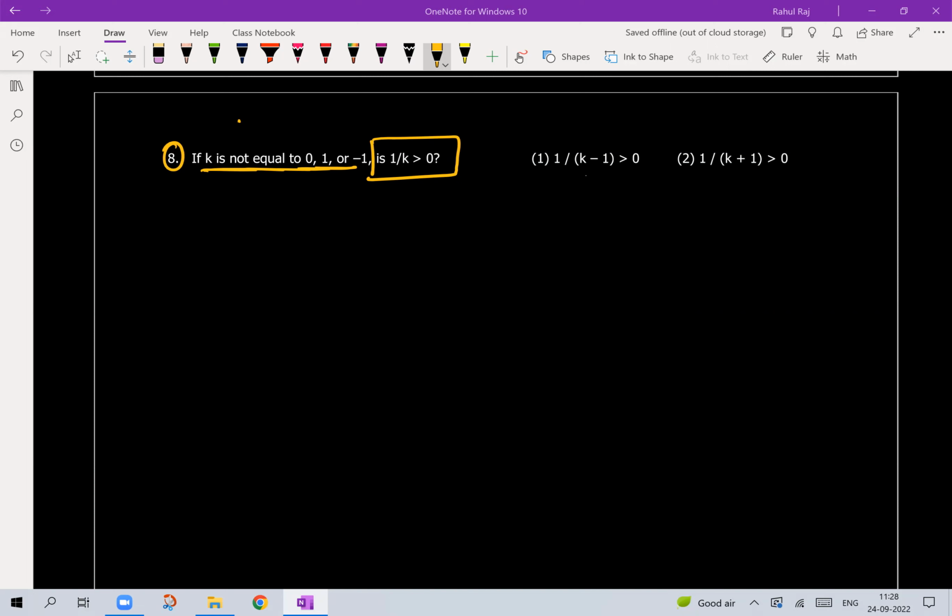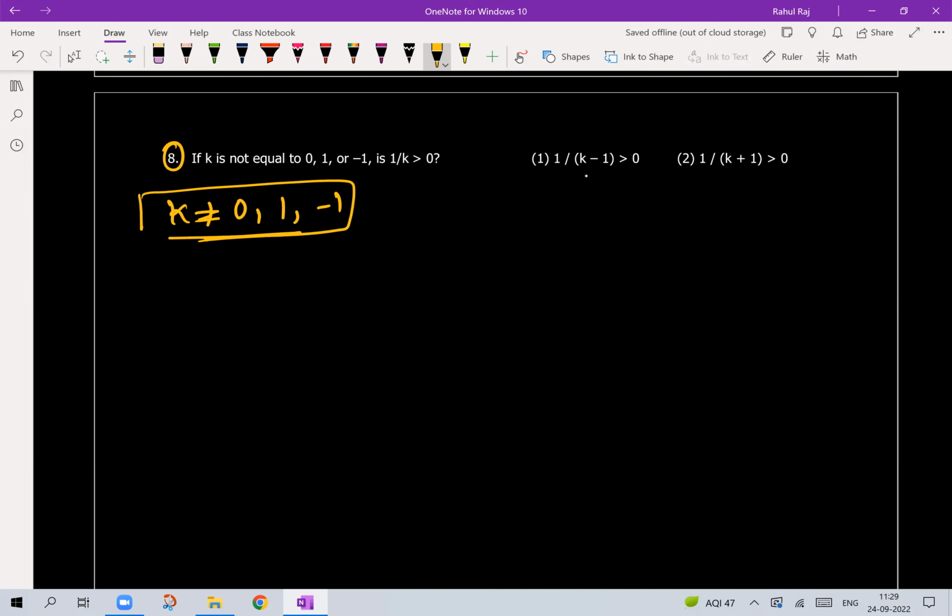So the question is, is 1 over k greater than 0? Now there's a bit of information given to you that k is not equal to 0, 1 or minus 1. You have to ensure that if you are considering any values of k, these are the values you should not consider. So my question is, is 1 over k greater than 0?